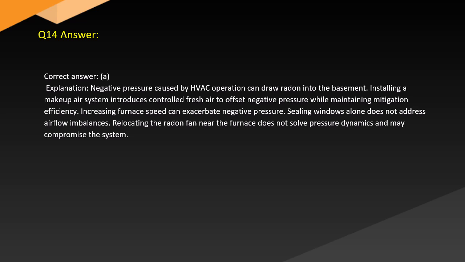Answer. Correct answer, A. Explanation. Negative pressure caused by HVAC operation can draw radon into the basement. Installing a make-up air system introduces controlled fresh air to offset negative pressure while maintaining mitigation efficiency. Increasing furnace speed can exacerbate negative pressure. Sealing windows alone does not address airflow imbalances. Relocating the radon fan near the furnace does not solve pressure dynamics and may compromise the system.